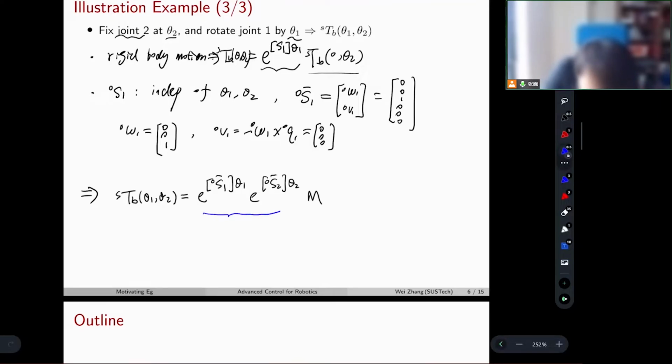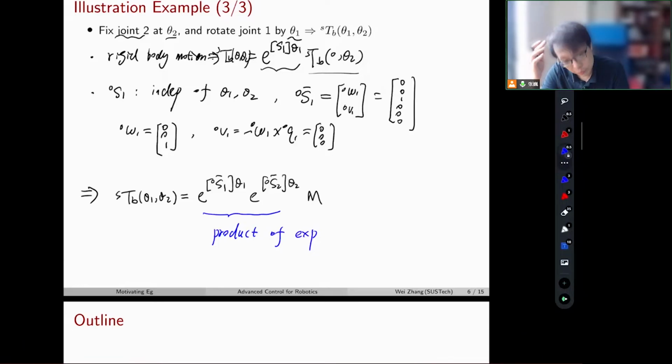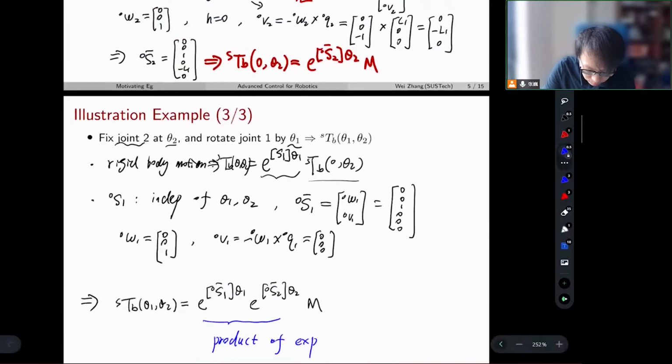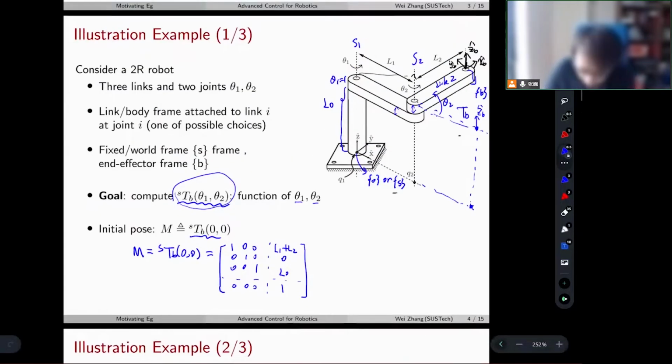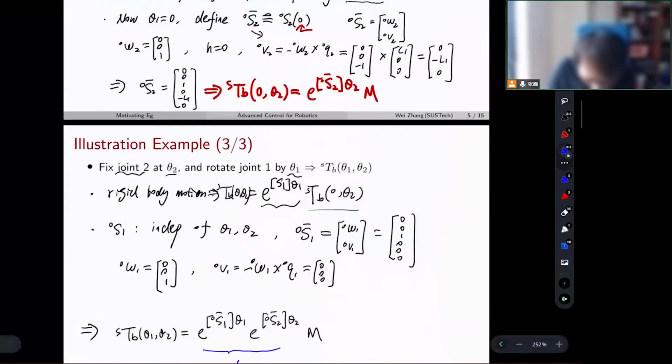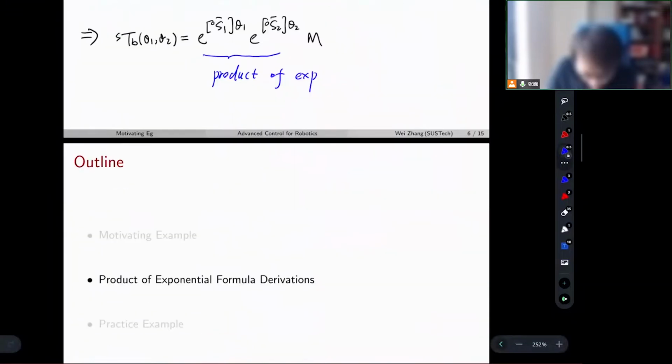You can see this is a product of matrix exponentials, so it's called the product of exponentials formula for forward kinematics. Did we solve our problem? Initially, we select a frame and we are trying to compute the frame pose as a function of theta 1 and theta 2, and we derived this function analytically for this special case. Any questions?